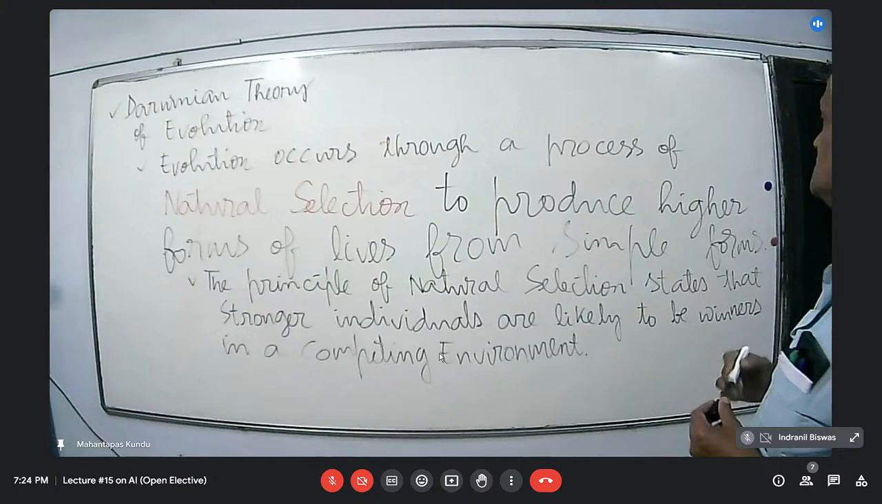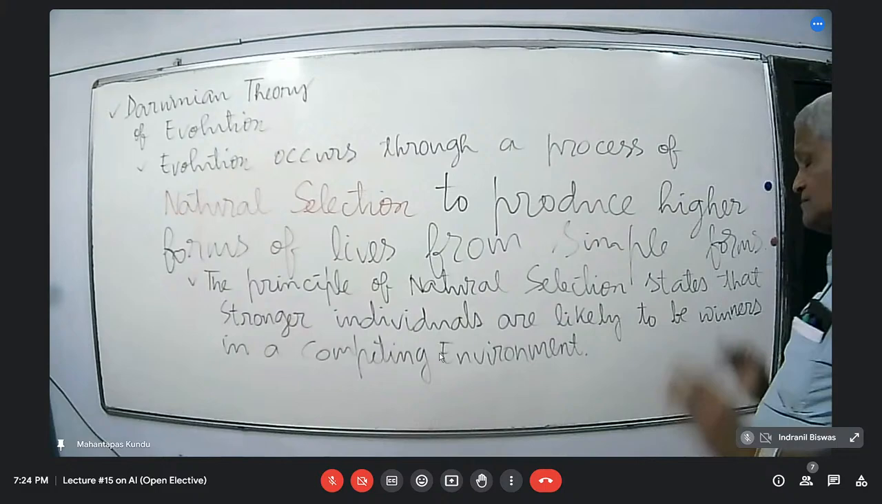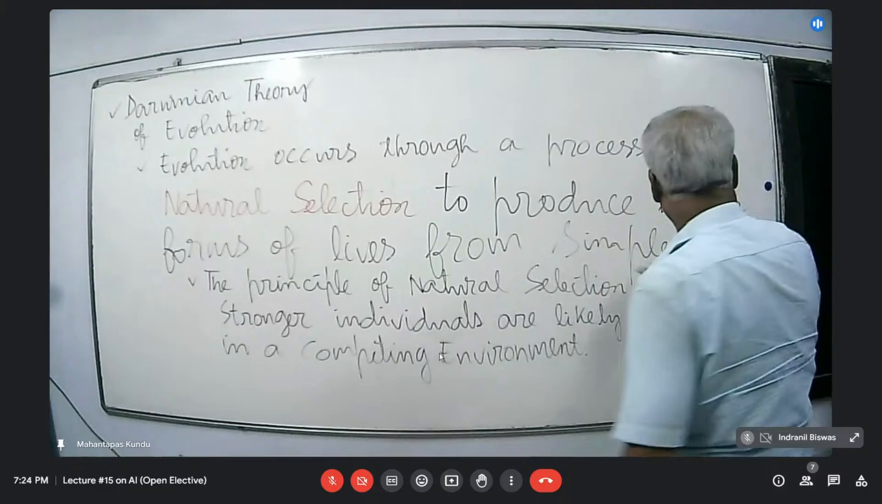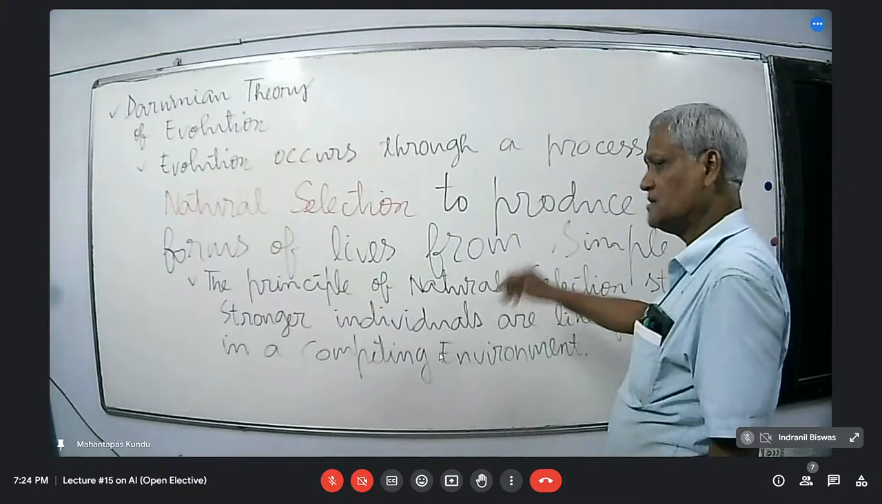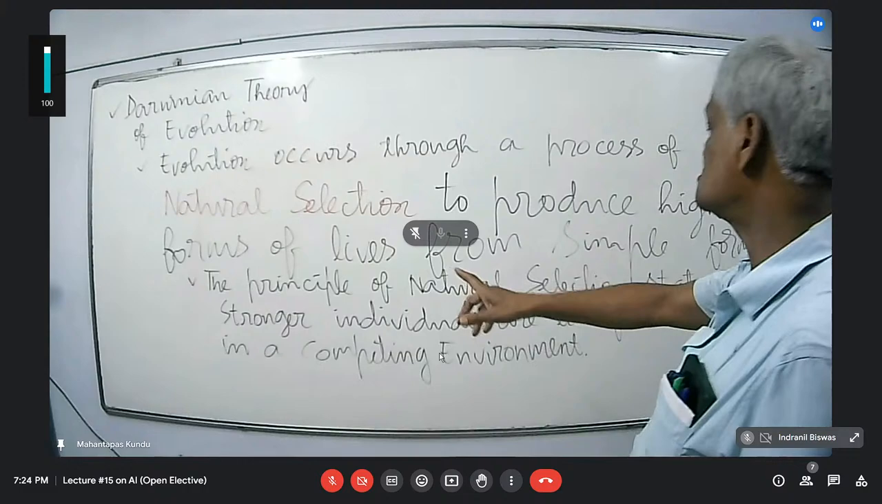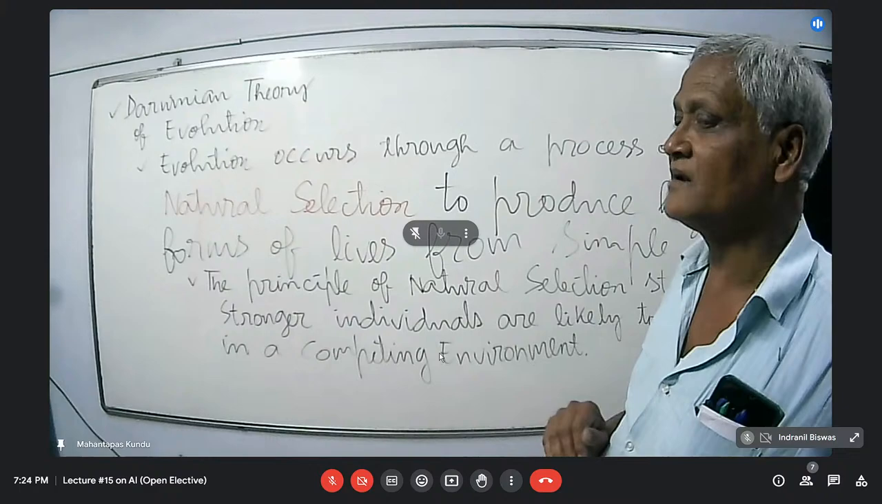So evolution occurs through a process of natural selection according to Darwin. And this process of natural selection produces higher forms of life from simple forms. The principle of natural selection states that stronger individuals are likely to be winners in a competing environment.